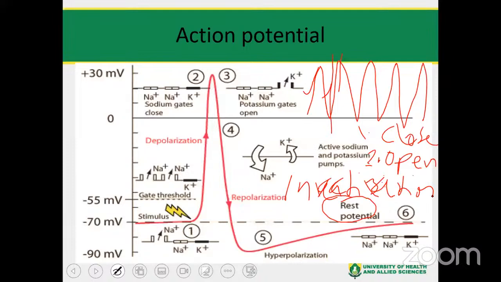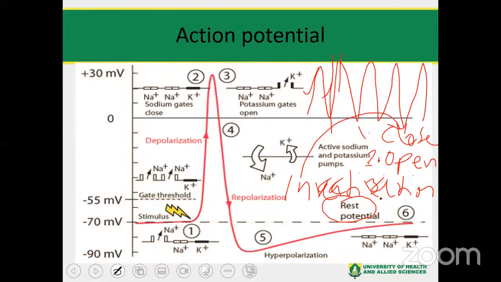When they are closed, then you stimulate them to open. Then they open, and they suddenly enter into what? Inactivation phase. So when these are inactivated, within some time, they now go into what? Closed phase again. So it's like a cycle. From closed, open, inactivation, then closed again, open, inactivation.